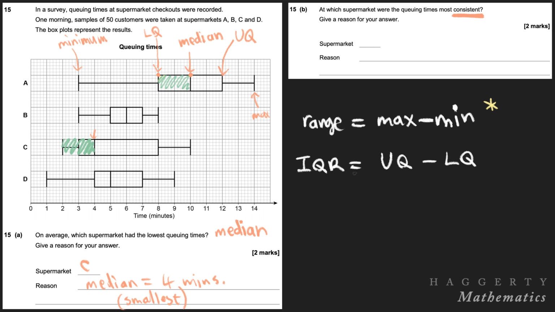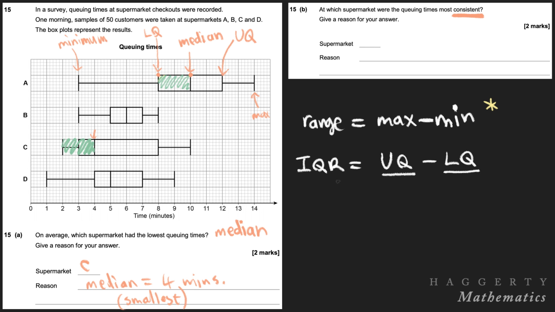But the interquartile range is for the most part independent of outlying values. It's just doing the upper quartile minus lower quartile. So it's going to the customer 3/4 of the way and saying, hey, how long did you wait? The customer 1/4 of the way and saying, hey, how long did you wait? And then you're subtracting them, and it's giving you the IQR.